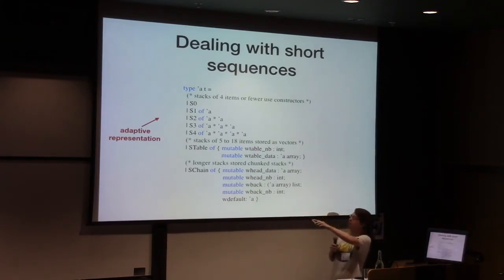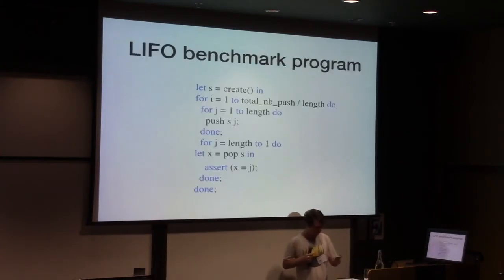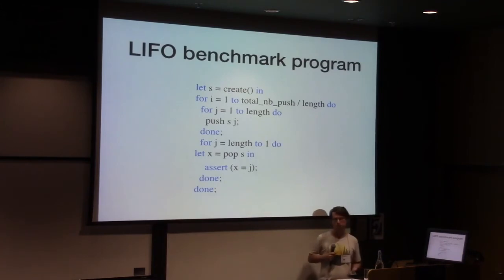So anything with 4 or fewer elements, we have a special constructor for that. We have one for anything between 5 and 18 items, and then the large, general purpose structure for long sequences. Okay, and we call that the adaptive container.